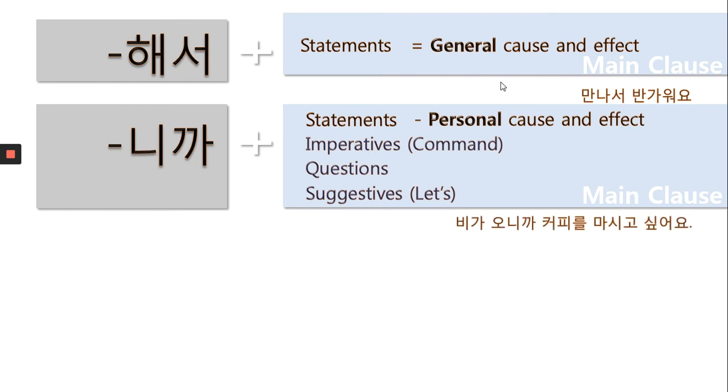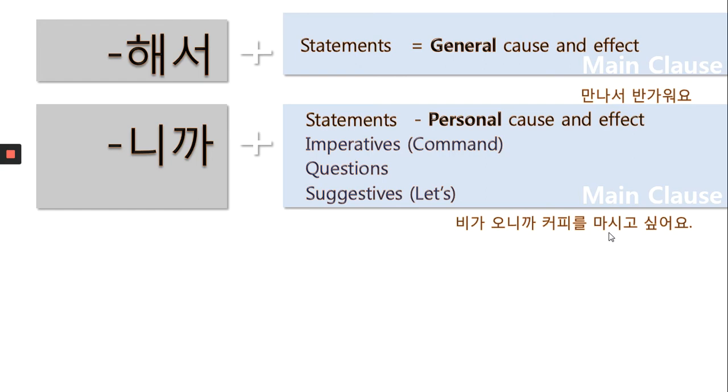So like this, 비가 오니까 커피를 마시고 싶어요. Because it rains, I'd like to have coffee. So maybe for some of you guys, if it rains, you want to eat some other food, not just coffee. You might think of some other food and then you want to eat, right? So this relationship between it rains and I want to have coffee is very personal. So that's why personal cause and effect.